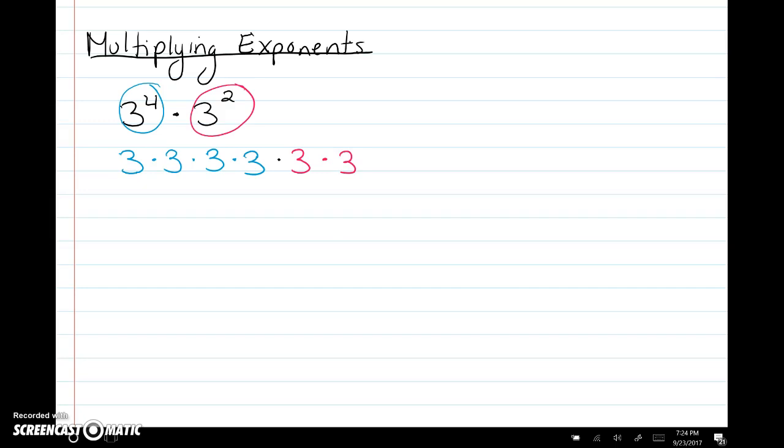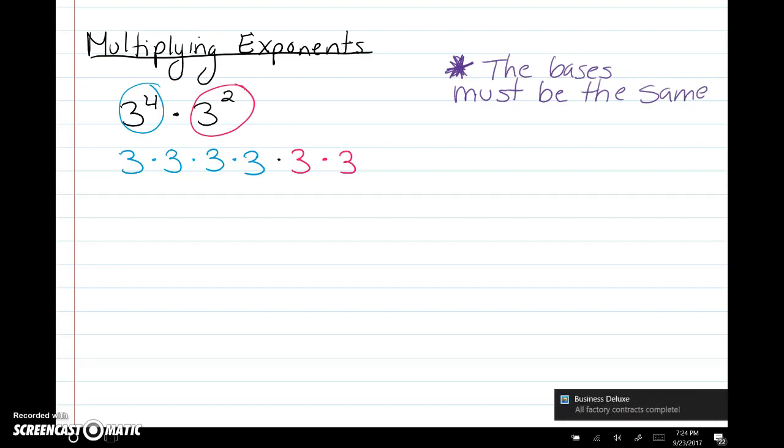Now, one key fact that you must remember, very important: the bases must be the same. This does not work if the bases are not the same. So let's count how many 3's we have. We have all 3's, so my base is 3. But how many of them do we have? Let's count. 1, 2, 3, 4, 5, 6. So we have 3 to the 6th.